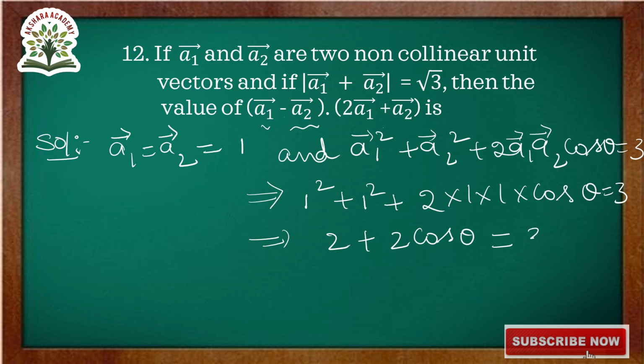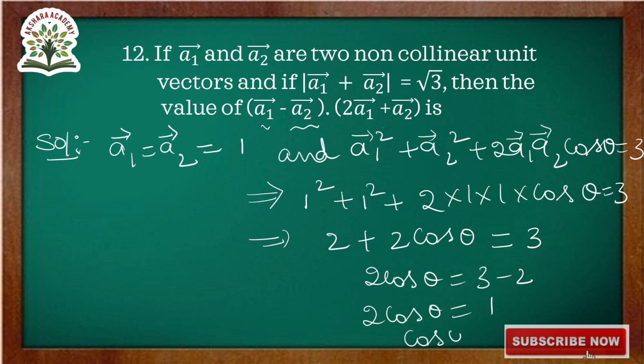Here we are getting 2 plus 2 cos theta is equal to 3. Then 2 cos theta is equal to 3 minus 2, that is equal to 1. So 2 cos theta is equal to 1. Then cos theta is equal to 1 by 2.